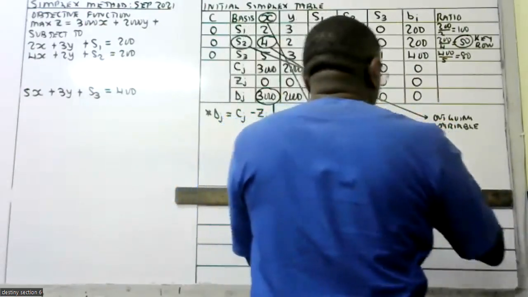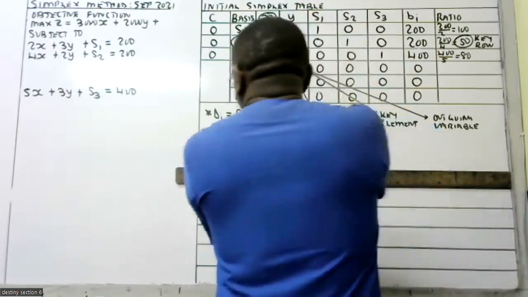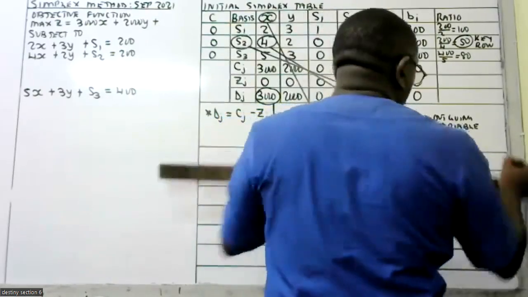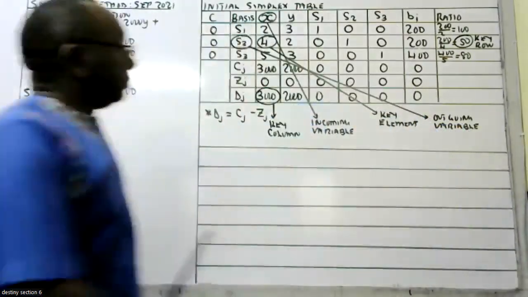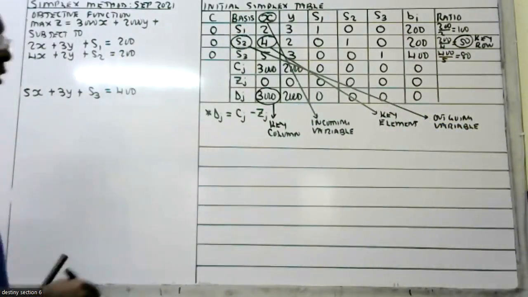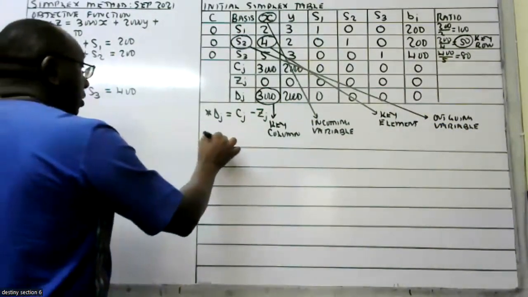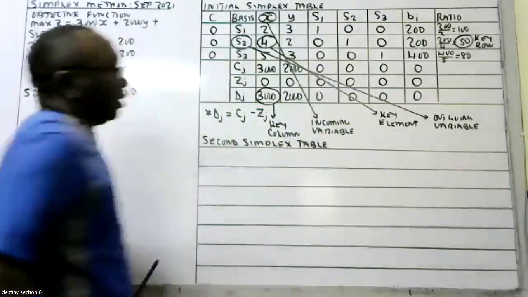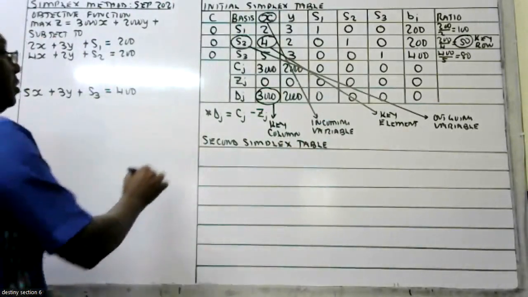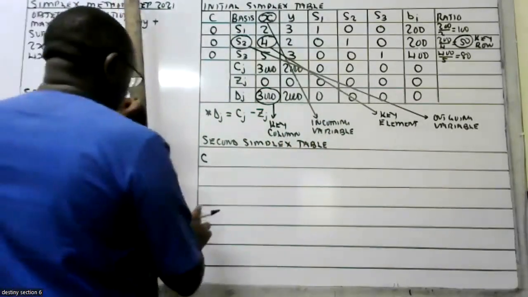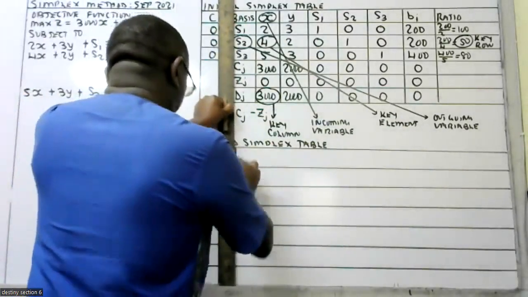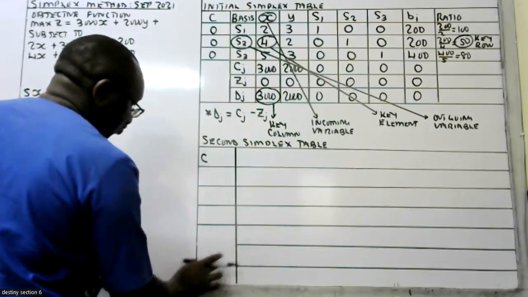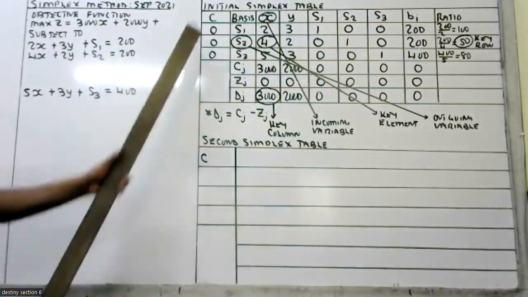In the same design, we are now drawing the second Simplex table. So in this second Simplex table, our column C still remains. Then these others still remain.